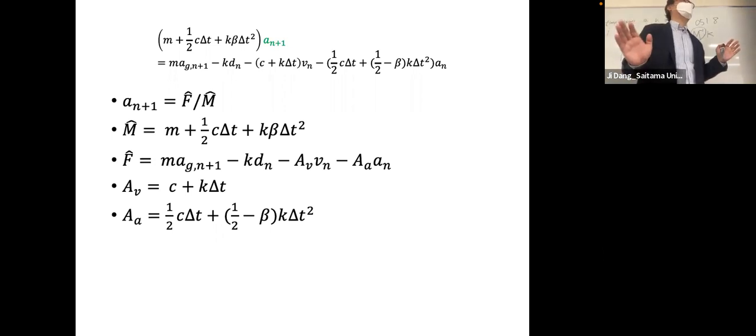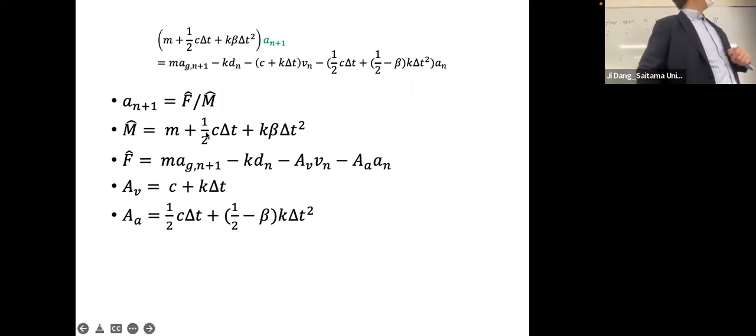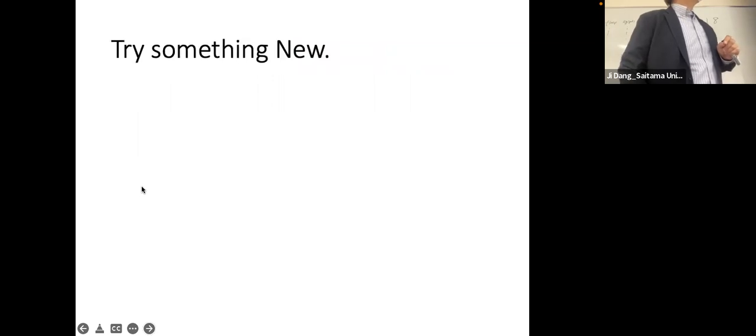Beta and delta t, they don't change. These are all constants, right? So in the programming, once we calculate it, we don't need to calculate it every time. We like constants, so we don't need to calculate them every time. AV and AA are the same. They are all constants. They don't change with steps.